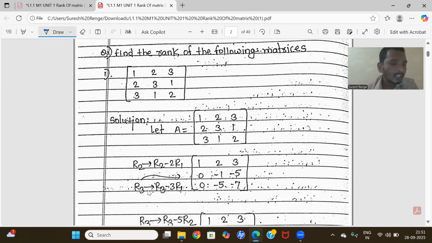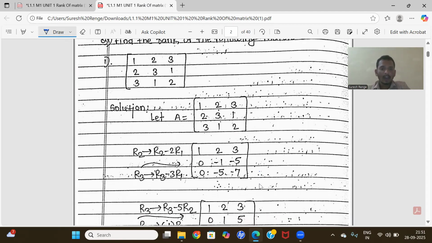Now change in R3, R3 minus 3 times R1. 3 minus 3 is equal to 0, 1 minus 6 is equal to minus 5, 2 minus 9 is equal to minus 7. This is row number 3, R3.